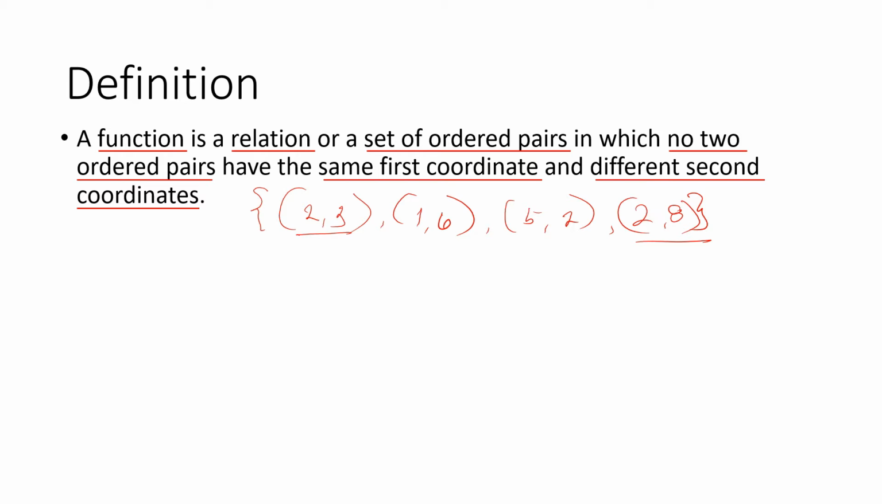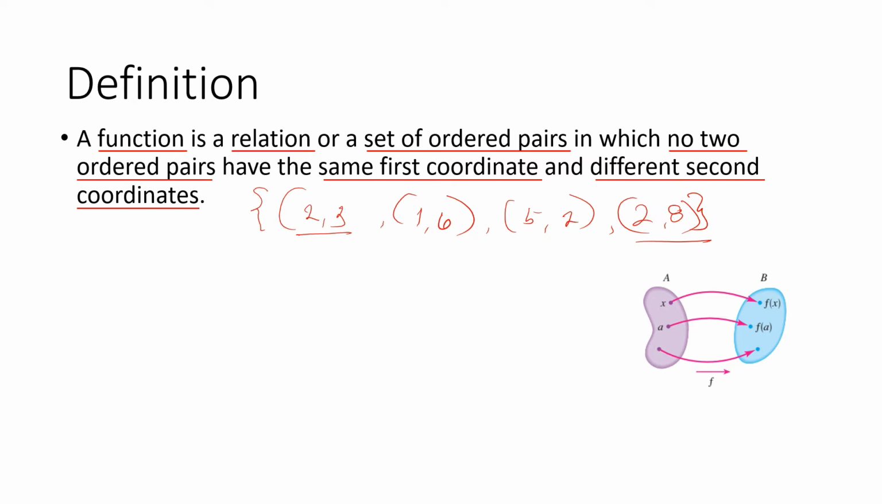In the ordered pairs (2, 3) and (2, 8), the first coordinate 2 has two corresponding y coordinates. The second coordinates 3 and 8 are different, and this violates the definition of a function, that no two ordered pairs have the same first coordinate and different second coordinates. In this case, we have two ordered pairs with the same first coordinate and different second coordinates. So this relation is not a function. Okay, let's move on to the next item.